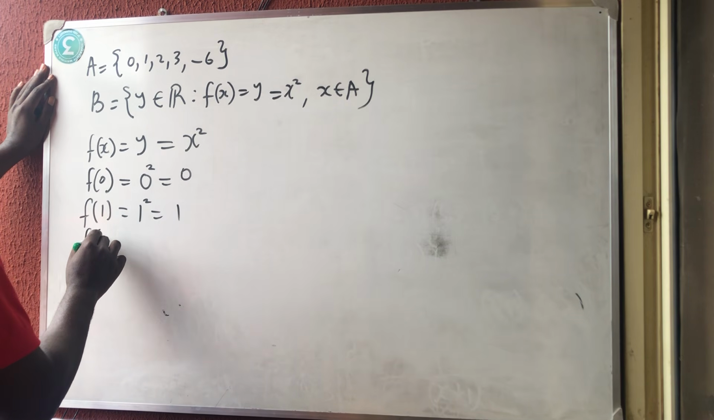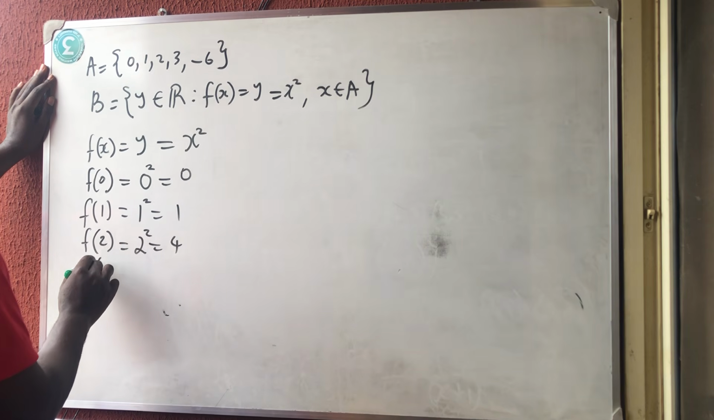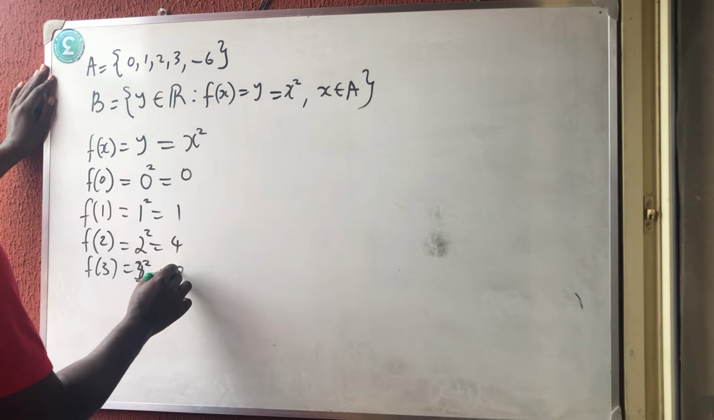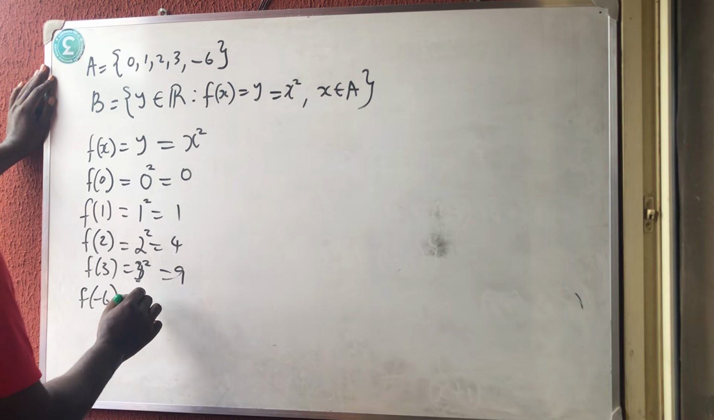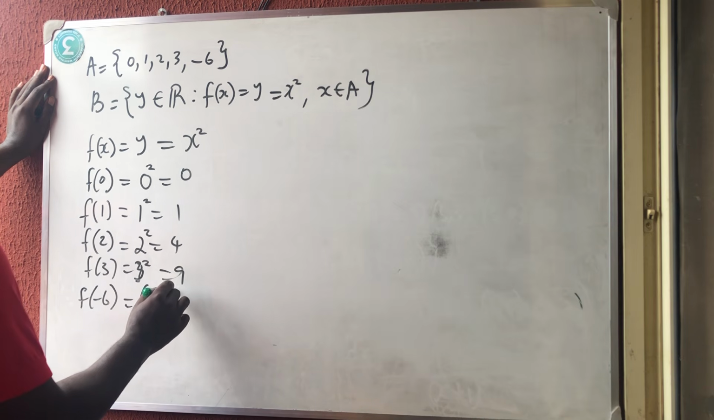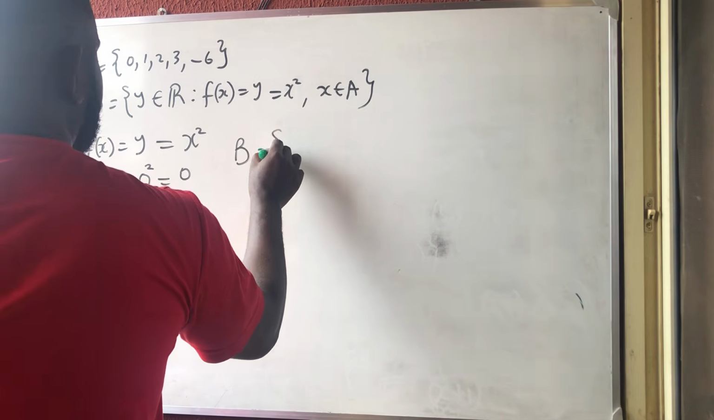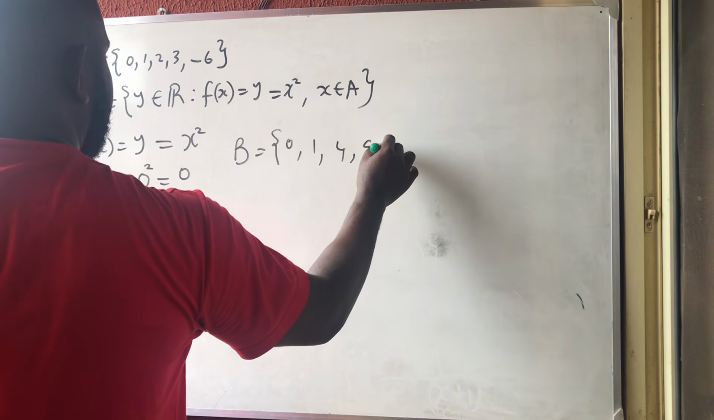The next one is what? F of 2, which is 2 squared, which is 4. F of 3, which is 3 squared, which is 9. The next one is f of minus 6, which is minus 6 all squared, which is 36. So B now is equal to the set of 0, 1, 4, 9, 36.